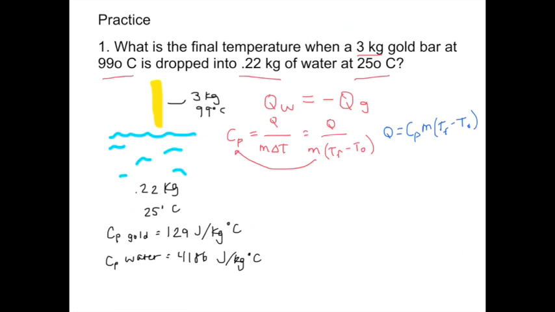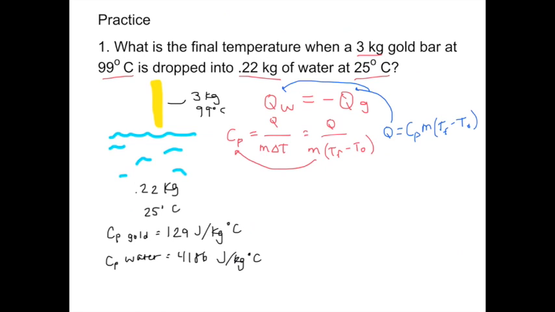Now that we have this value for Q, we can plug it into the equation I've written at the top. So we'll start with the water. Q sub W, or the energy gained by the water, will be equal to the specific heat capacity of the water times the mass of the water times the final temperature minus the initial temperature of the water. On the other side, we have a negative Q, and then Q for the gold will be equal to the specific heat capacity of the gold times the mass of the gold times final temperature minus initial temperature of the gold. Now we can plug in all of the variables we know.